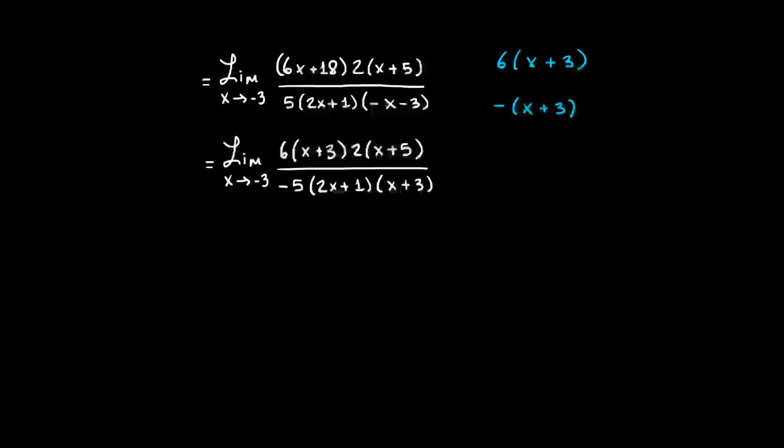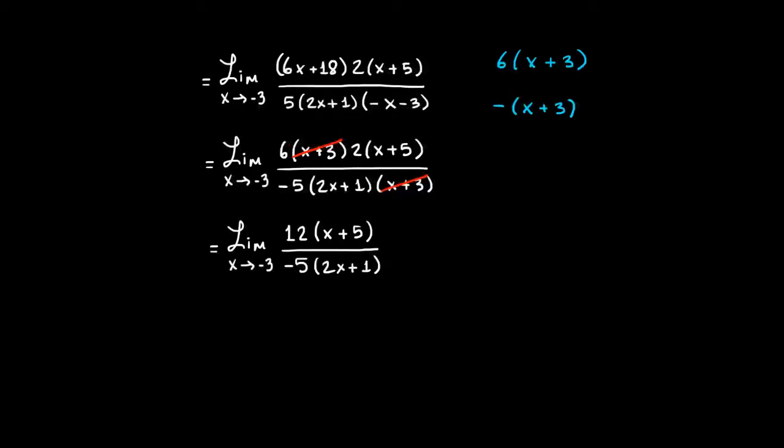And well, you see now clearly we're going to cancel out these two guys, and we'll get to something simpler. This 6 and this 2 that we got here, we can multiply them and make this a positive 12 times x plus 5 times x plus 5. It will be all over -5 times 2 times x plus 1.